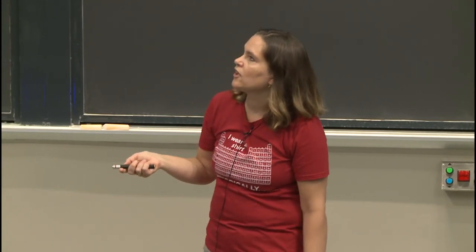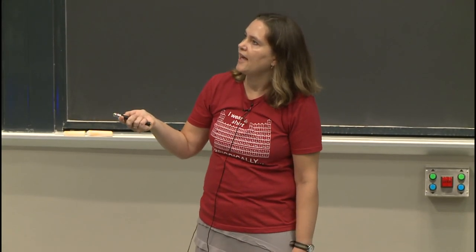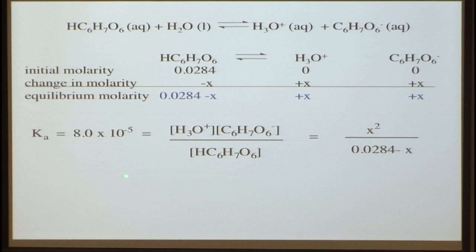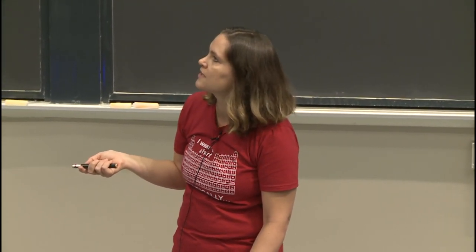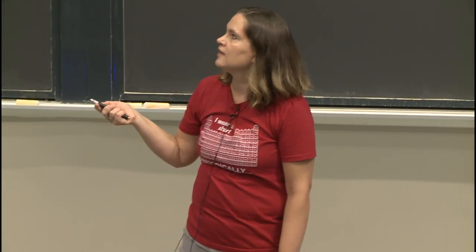So we can write our expression now for Ka. We're given the value for Ka, and we know how to write an expression. We have our hydronium ion concentration, our conjugate base over here, over our conjugate acid. This is equal to x squared over 0.0284 minus x.